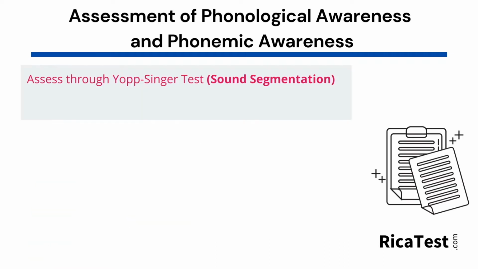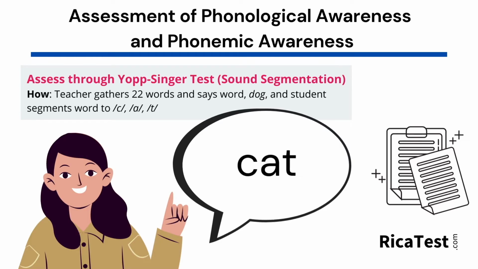The most common phonemic awareness test is called the Yopp-Singer test, and this is when the teacher conducts an assessment using sound segmentation with the student. So let me be clear here. Yopp-Singer test is the same assessment as sound segmentation, which we discussed a few slides back. Assessment through the Yopp-Singer test happens when the teacher gathers 22 words and says each word, for example, cat, and the student segments the sounds of the word to k, a, and t.